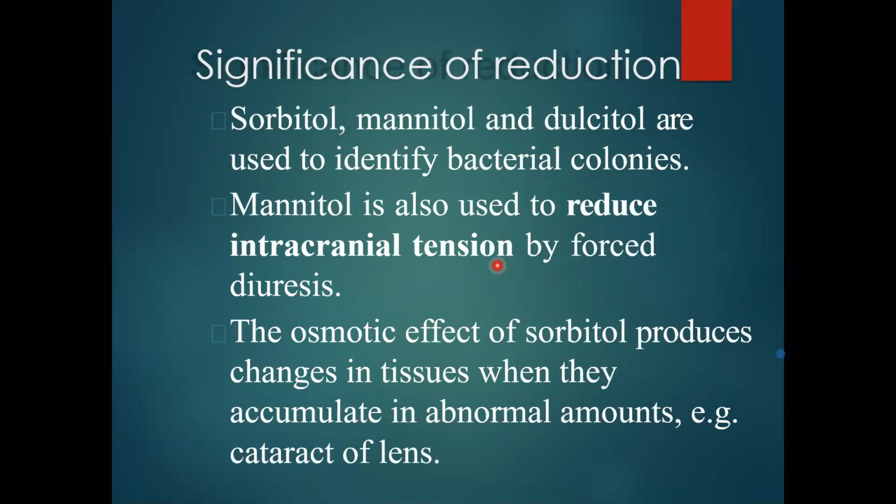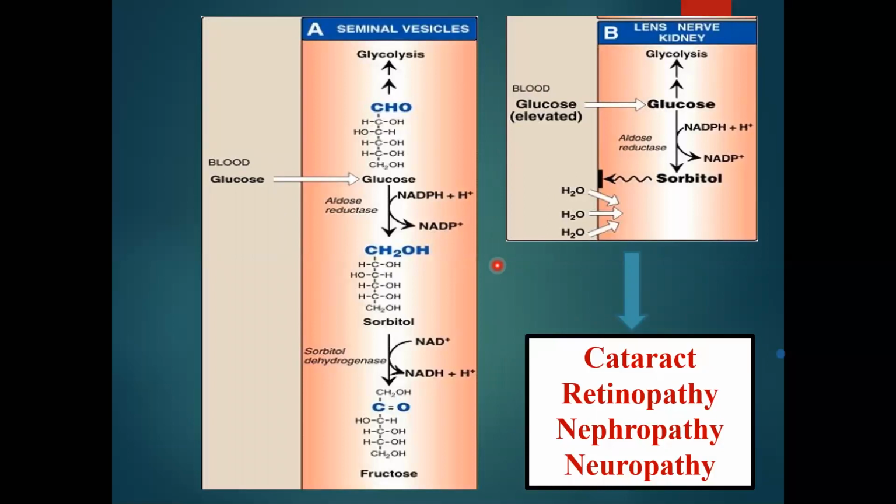Significance of reduction: sorbitol, mannitol, and dulcitol are used to identify bacterial colonies. Mannitol is used to reduce intracranial tension by forced diuresis, and the osmotic effect of sorbitol produces changes in the tissues when they accumulate in abnormal amounts. Example, cataract. So these are the reactions which are taking place.